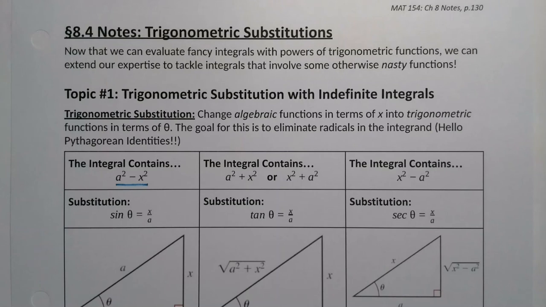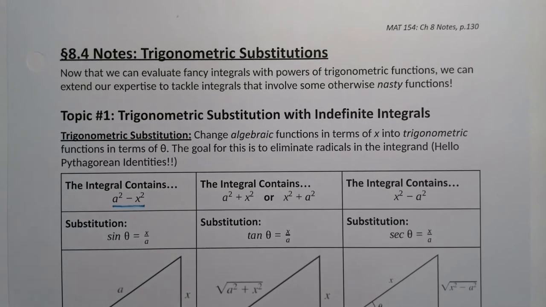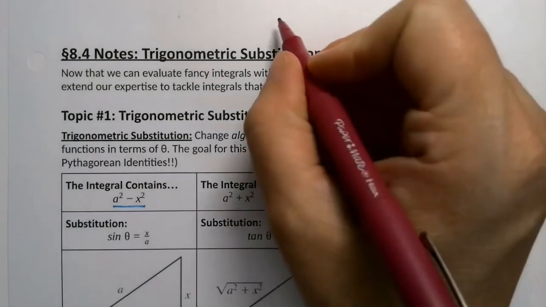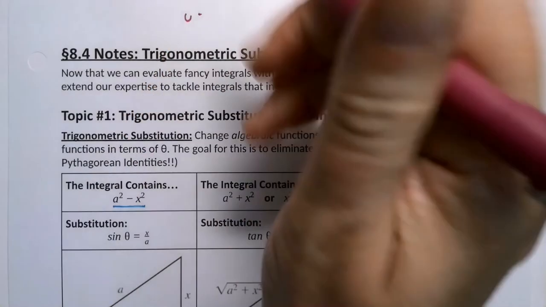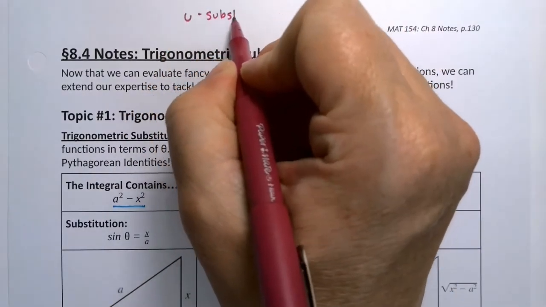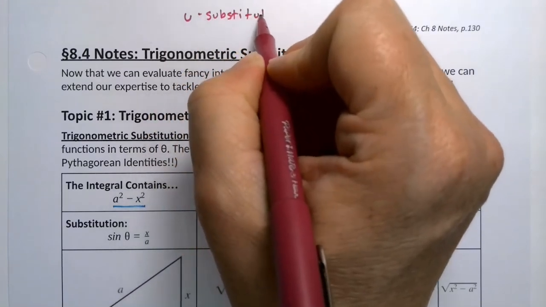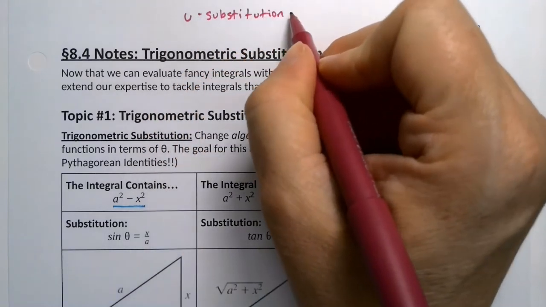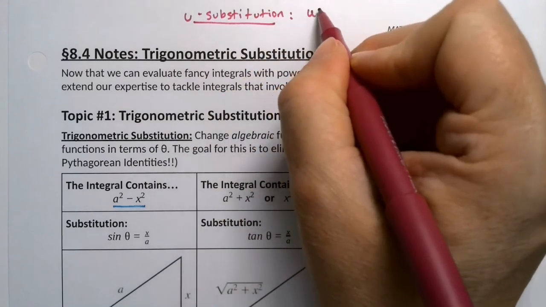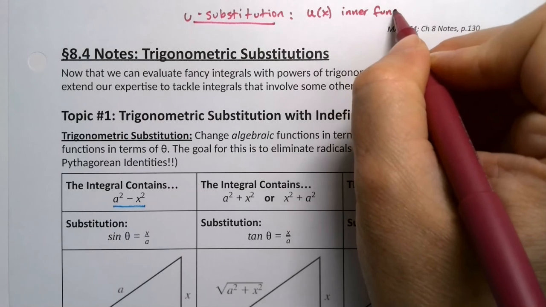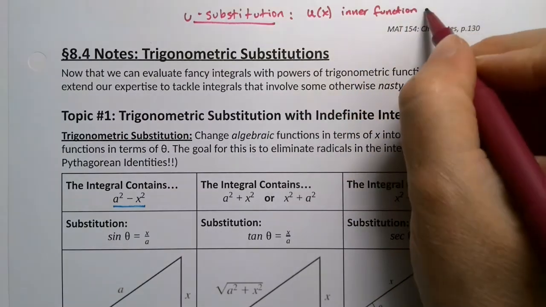When you learn substitution in Calc 1, they teach you U substitution, right? So you use a little u of x, which is an inner function. So U sub, and of course it doesn't have to be U sub. They just teach it to you that way. U substitution means that you're going to use u of x, which is an inner function within the integrand.